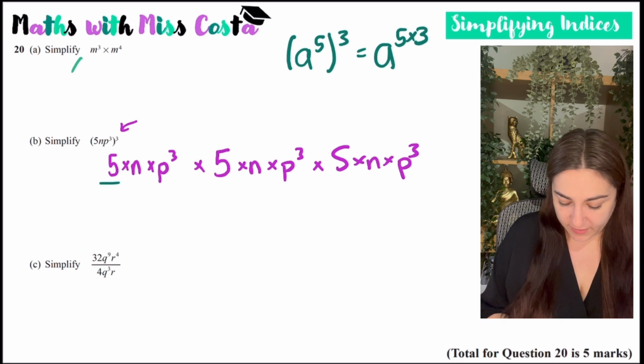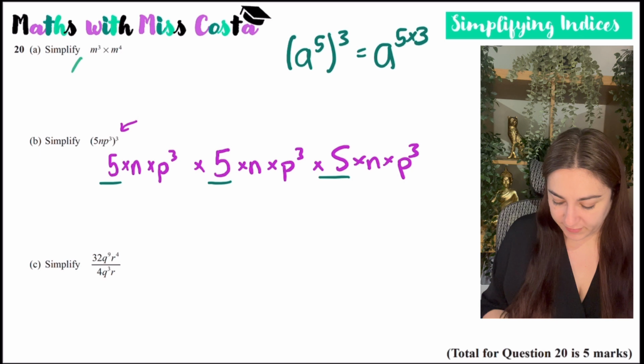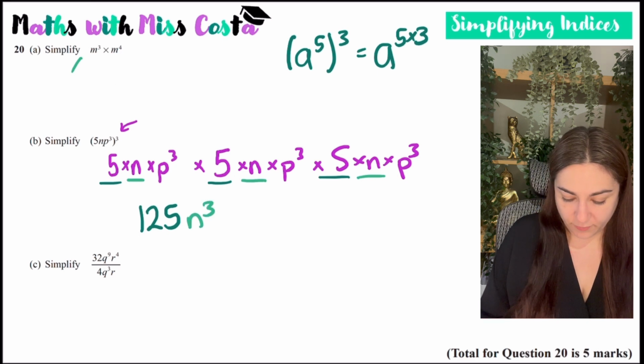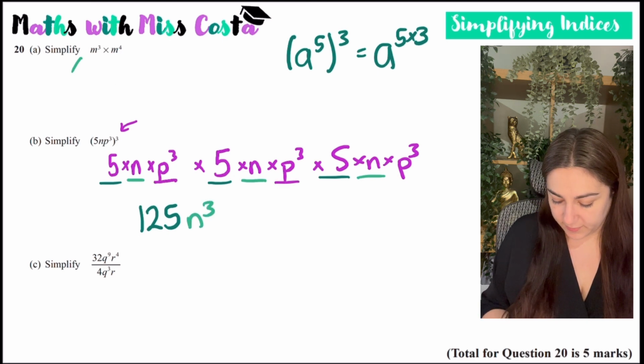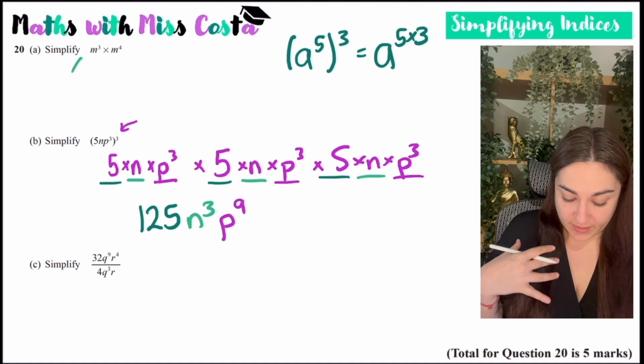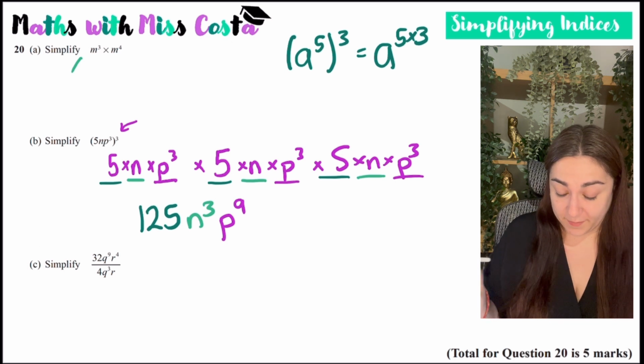So then you're like, oh okay, so I do 5 times 5 times 5, which is 125. I'm going to do n times n times n, which is n cubed. And then I've got p cubed times p cubed times p cubed, which is going to give me p to the power of 9. So sometimes writing out the algebra and doing it the slightly longer way can be helpful.